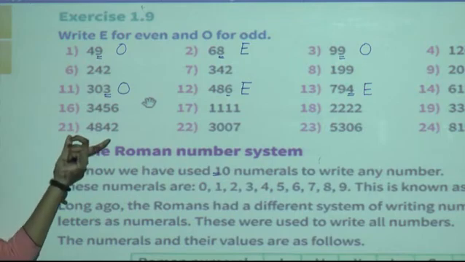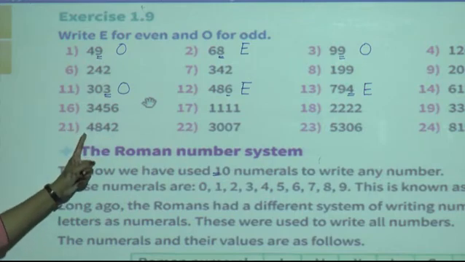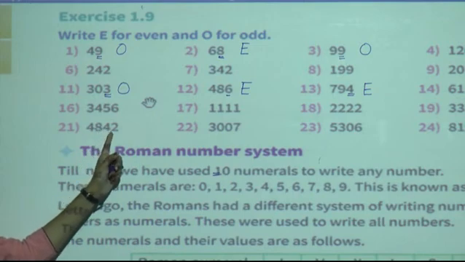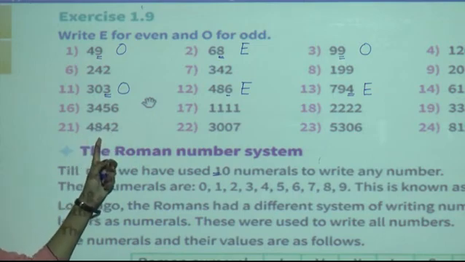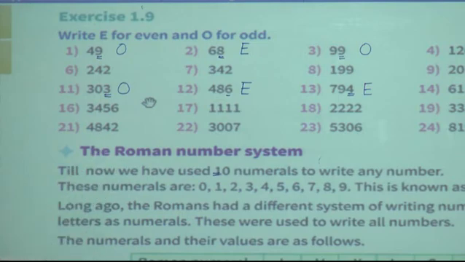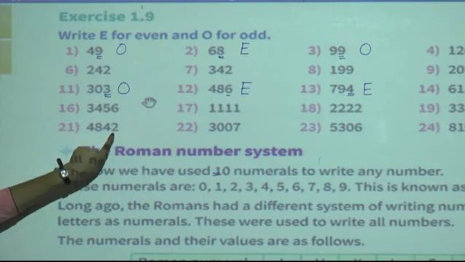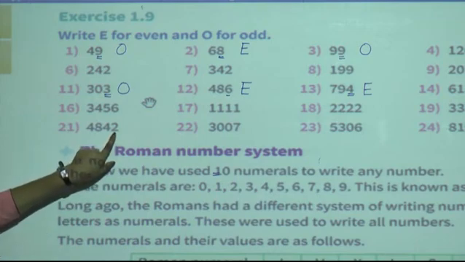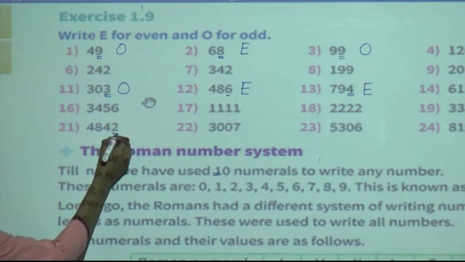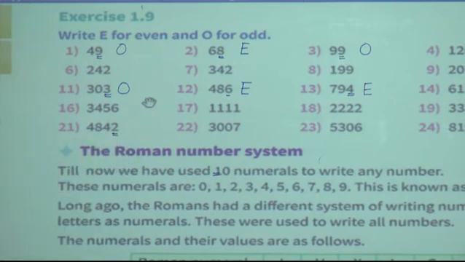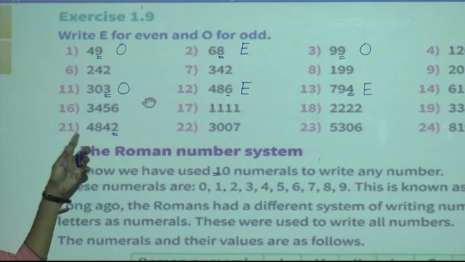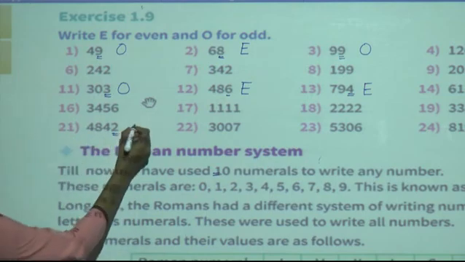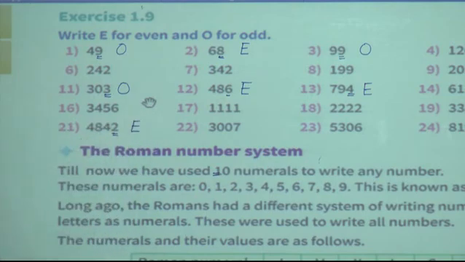Now see this 21st number. The number is 4842. This is a 4-digit number. But don't worry, what I told you, if the number is so big, no matter what, we have to see only one place number. Here, though this is a 4-digit number, we will see only the ones place number, and in ones place 2 is there, which is an even number. So this whole number is even. So we will write E for that.